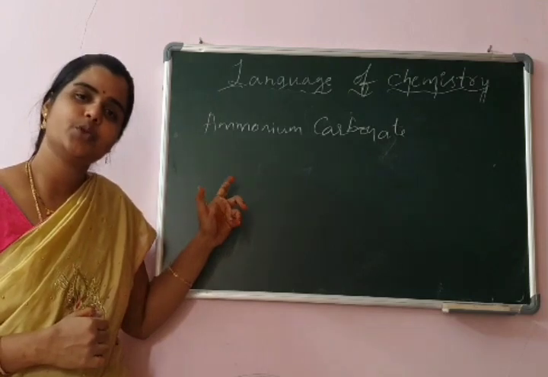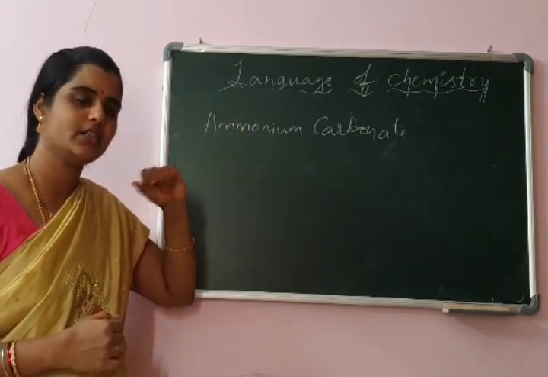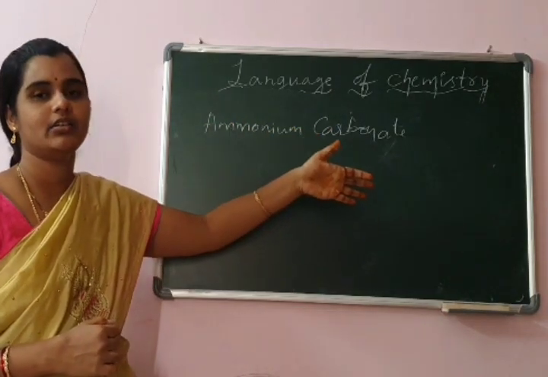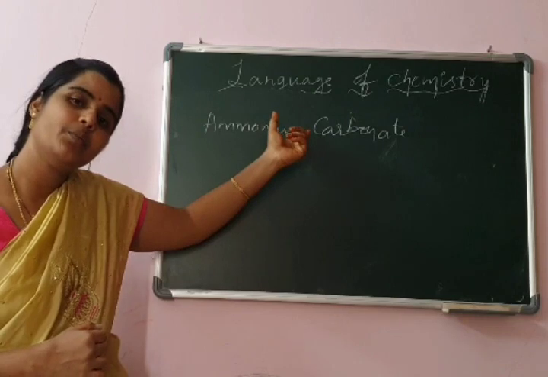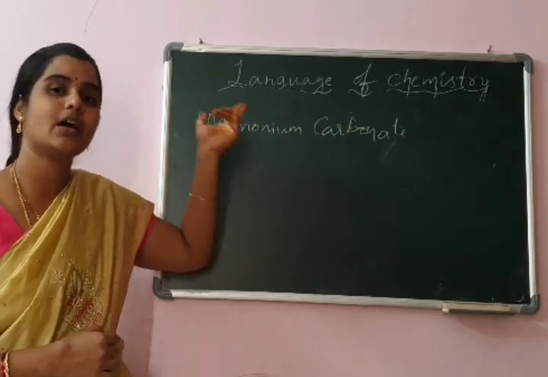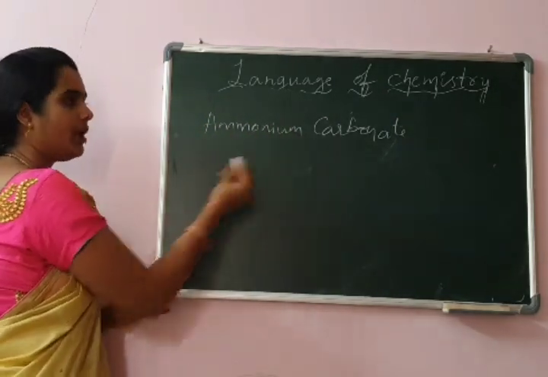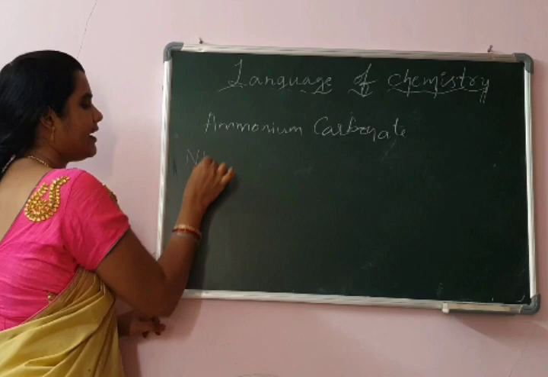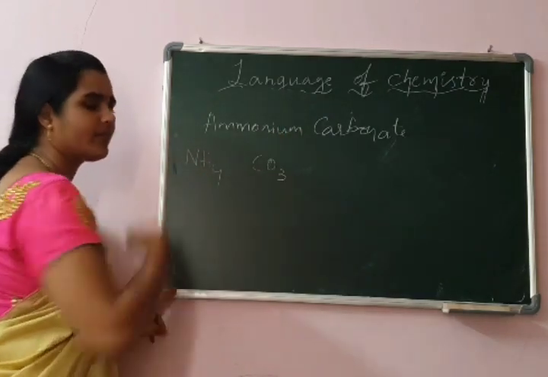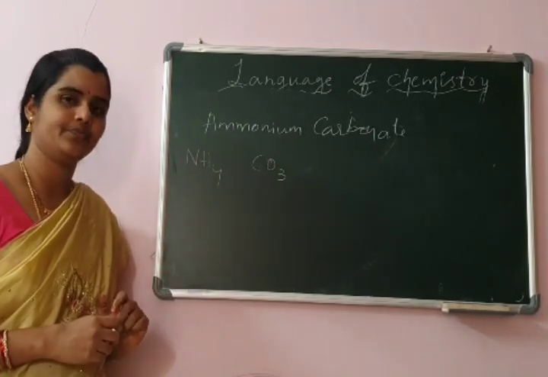So what is the first step? You have to write the symbols of the elements or radicals. So here we have ammonium radical and carbonate radical. Ammonium radical is also a compound radical and carbonate radical is also a compound radical because they are made up of a group of atoms. Okay, so what are the symbols for ammonium and carbonate? For ammonium it is NH4 and carbonate it is CO3.